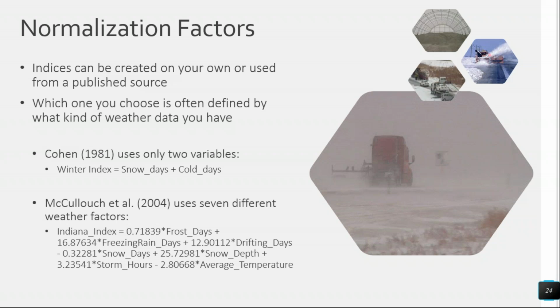This one down here with McCullough, they have 7 weather factors that go into this formula. They have freezing rain days, frost days, how many days of drifting snow, average temperature, storm hours, and so on. And this is a very nice index. However, you have to have access to all 7 of those weather variables for the different locations that you are studying. So again, there's a bit of a trade-off: sometimes greater sensitivity comes at the cost of having to find all that data and smoosh it into an index.